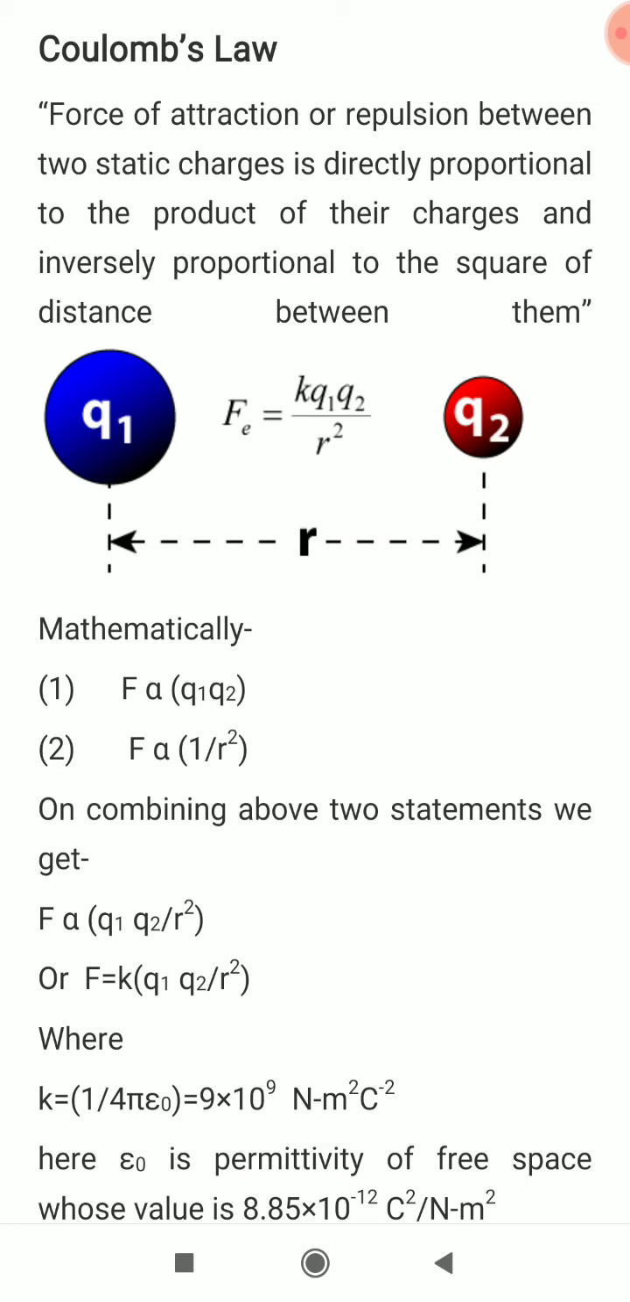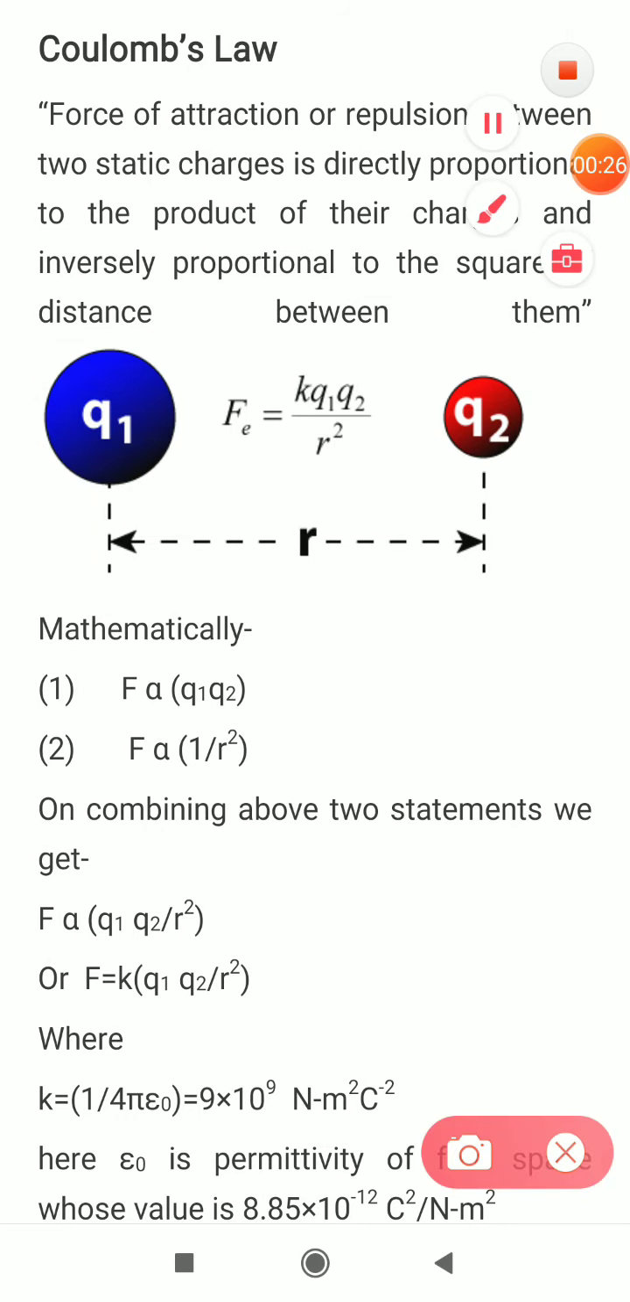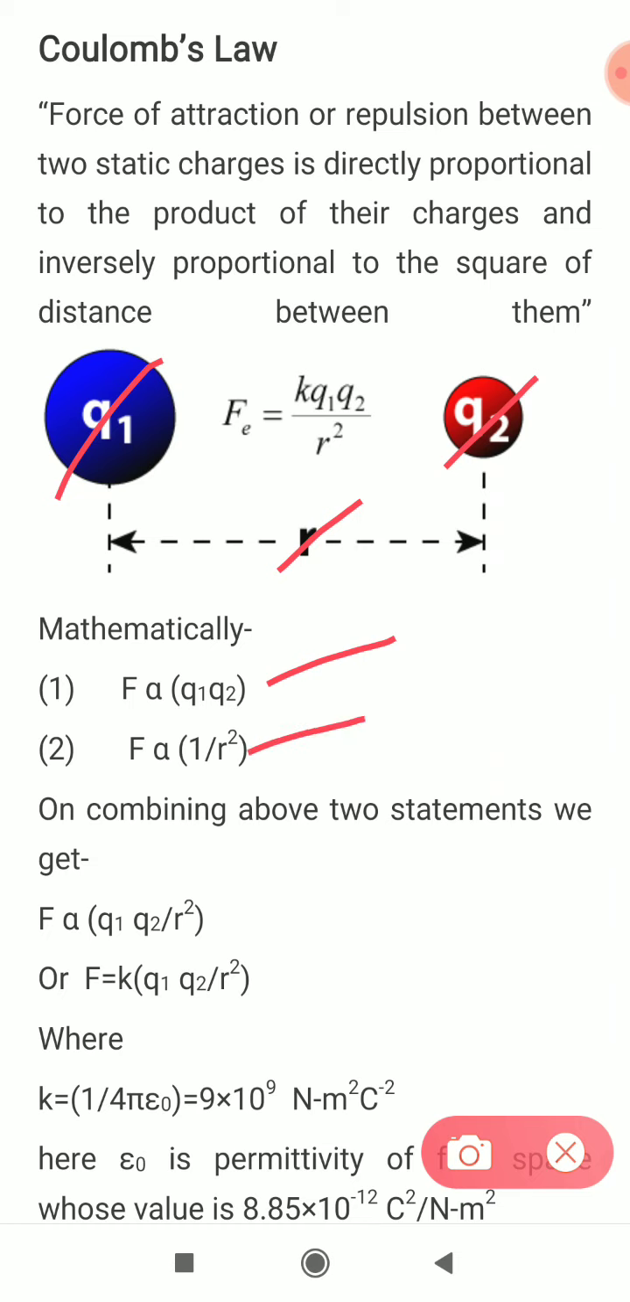Right? So first, you can see from the statement that Coulomb's law is only applicable when the charges are static. If the charges are not static, then this law will not be applicable. So here we are assuming two charges q1 and q2, both static and separated by the distance r. The magnitude of the force of attraction or repulsion is directly proportional to the product of the charges, which is statement 1, and the second statement is that it is inversely proportional to the square of the distance between them.